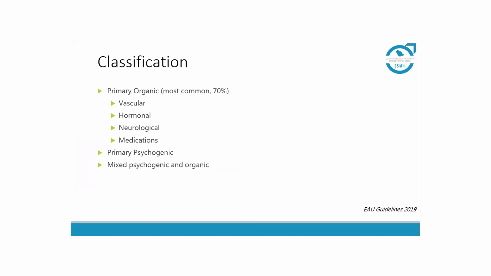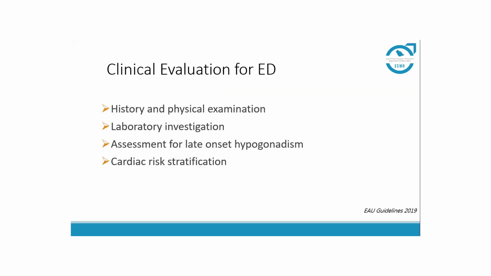It could be because of hormonal causes, like late onset hypogonadism, or because of neurological diseases that affect the erectile function, or because of medication like antidepressants or antihypertensives. Or it could be primary psychogenic, as we see more in the younger population, or mixed between psychogenic and organic causes. So how do we evaluate patients with erectile dysfunction?